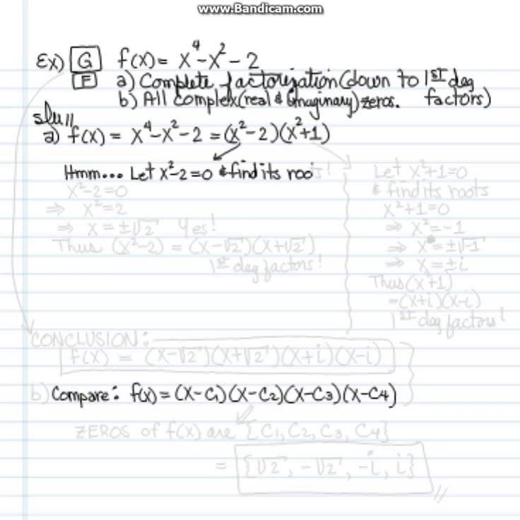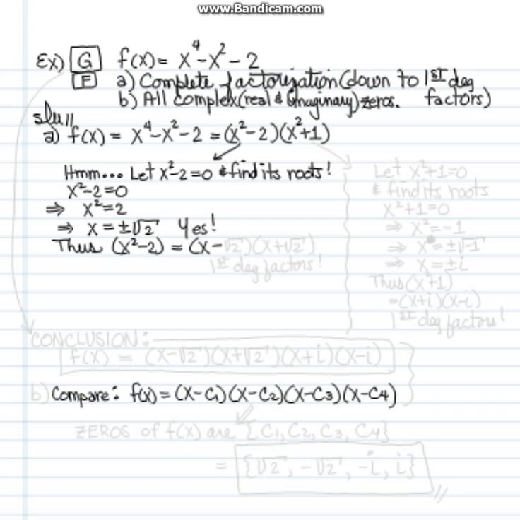X squared minus 2 equals 0. That means that x squared is equal to 2. I move the 2 over. So x is equal to plus or minus the square root of 2. Yes, there it is. Our roots are positive root 2 and negative root 2.